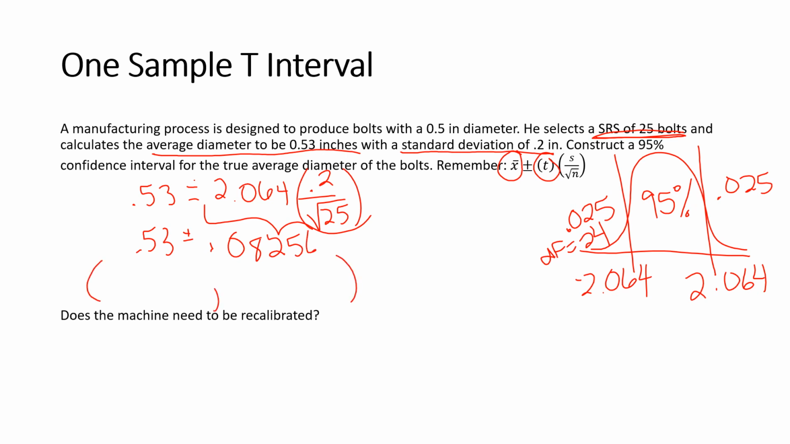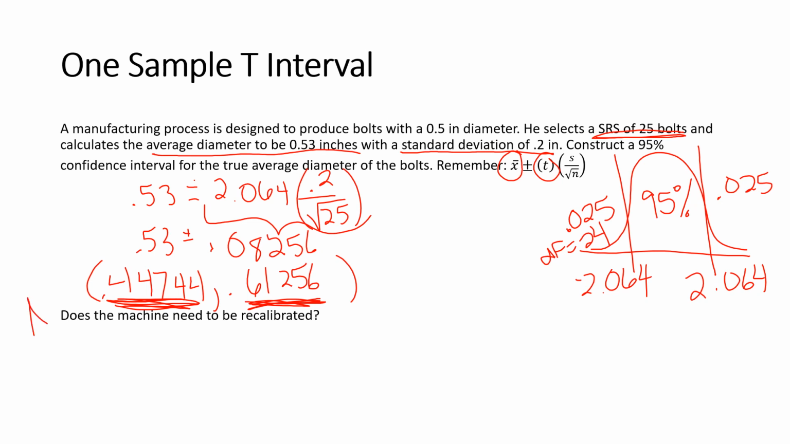So if I make my interval now, the low end, I'm going to subtract. The low end is 0.44744. And the upper end, if I add 0.53 plus 0.08256, I get 0.61256. So basically, how big are these bolts being produced? Well, we are 95% confident that the true diameter is somewhere between about 0.45 inches and 0.61 inches.